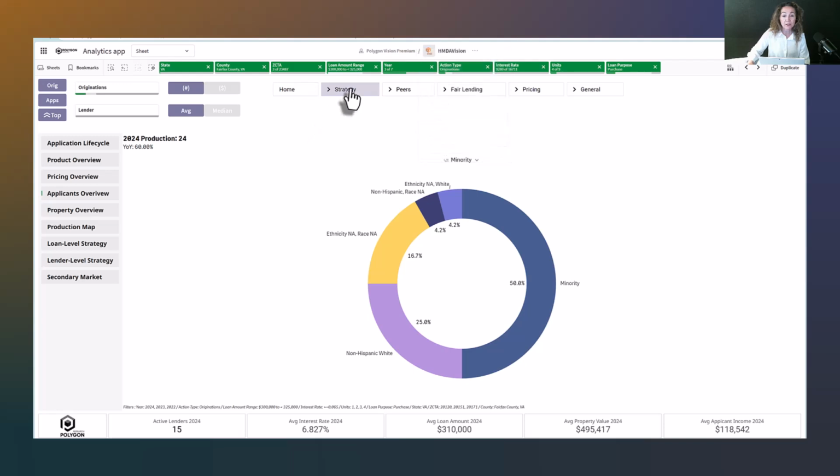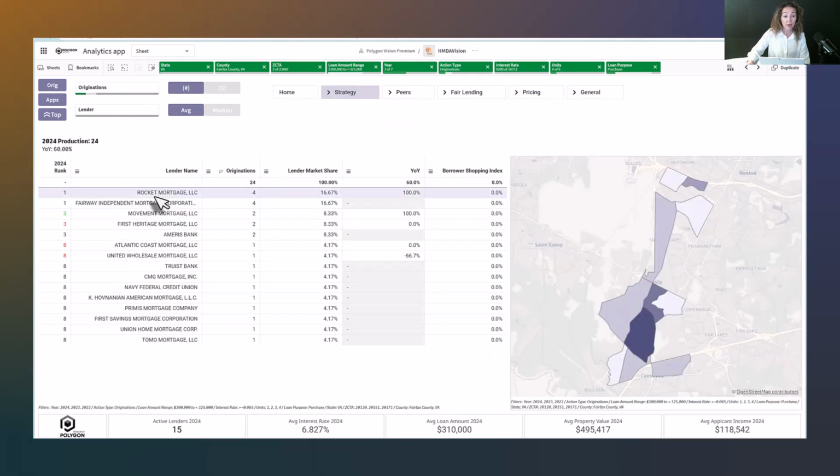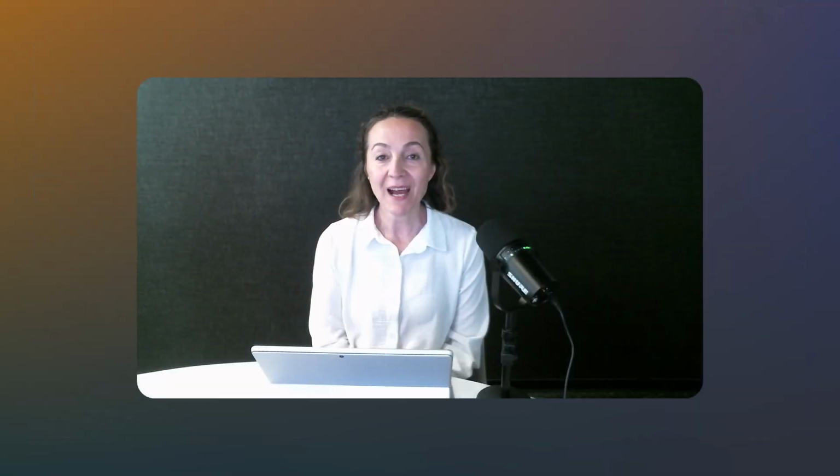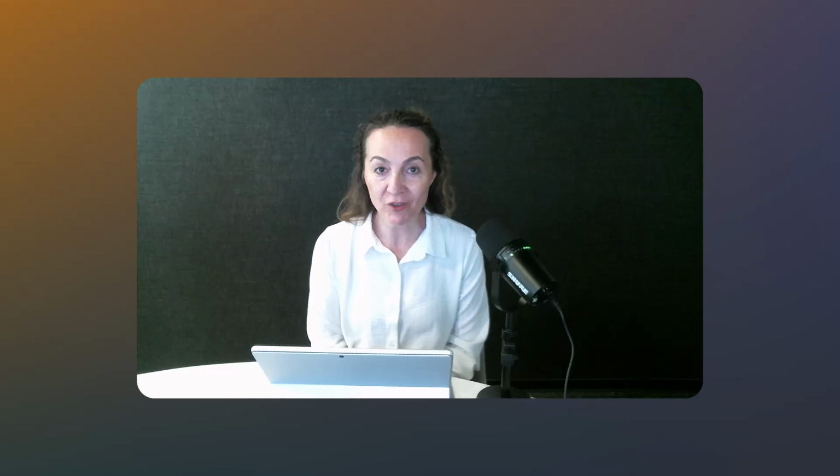Now, who is your competition? Go to lender rankings and you can rank those top lenders in your chosen segment. Remember, I filtered for loan amount range, but if we want to see the entire picture, then here is our leaderboard. Now, this refinance analysis is just the beginning. Polygon Vision, HMDAVision specifically, opens up a world of strategic intelligence.